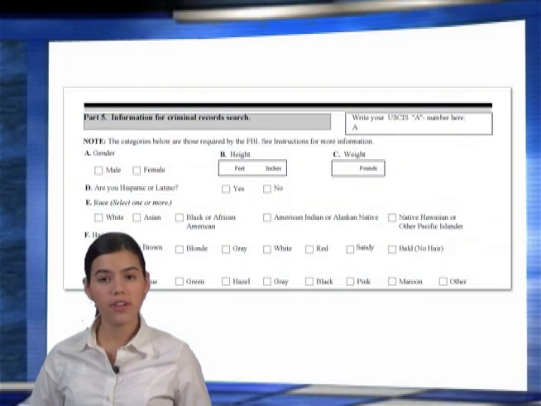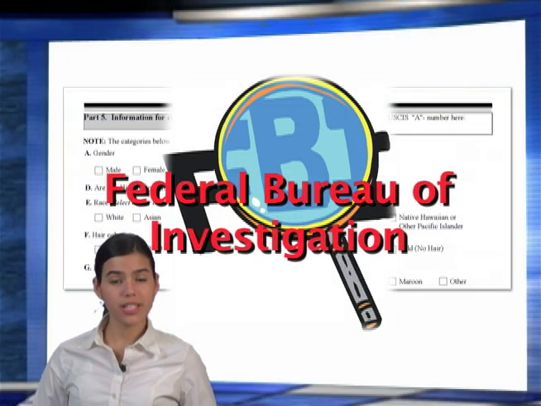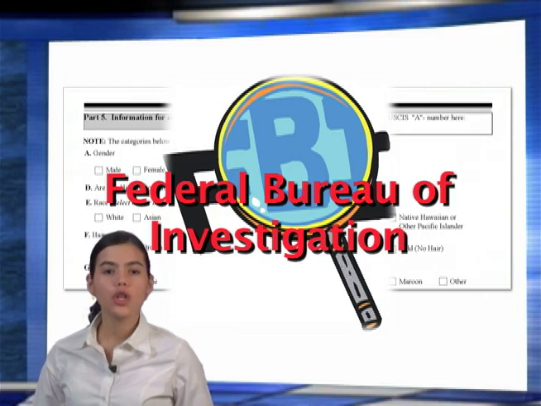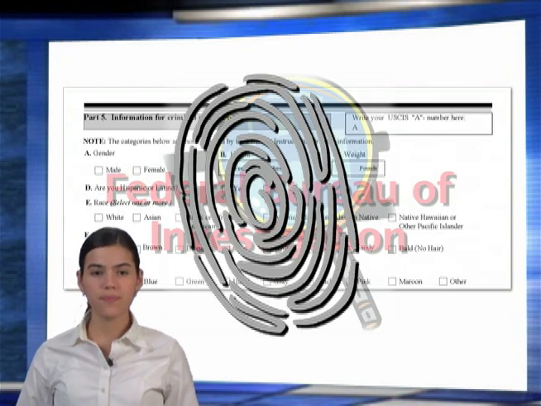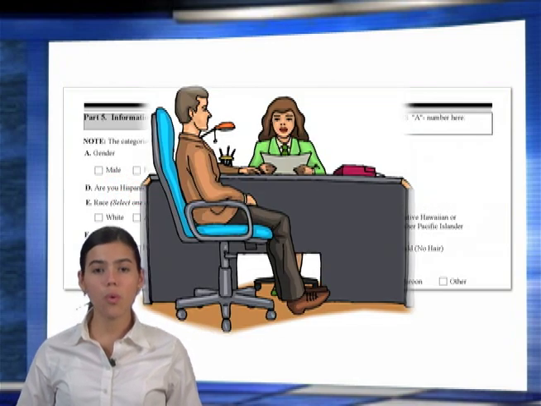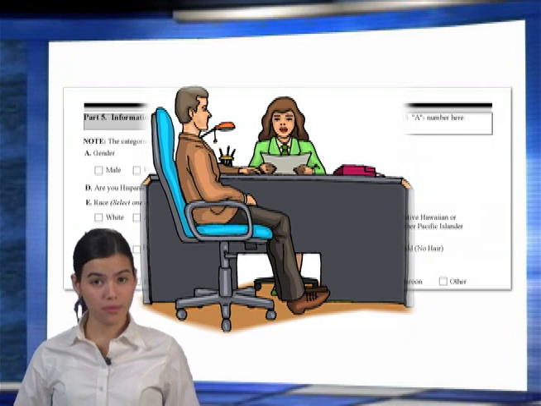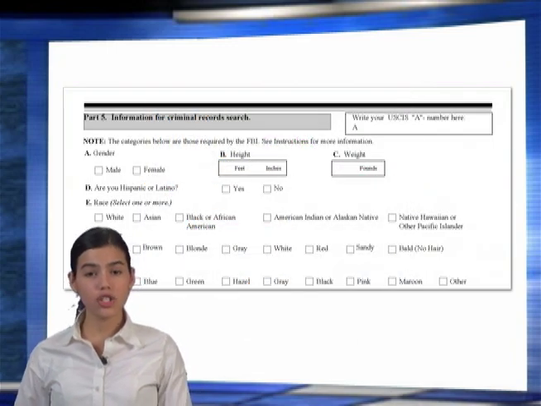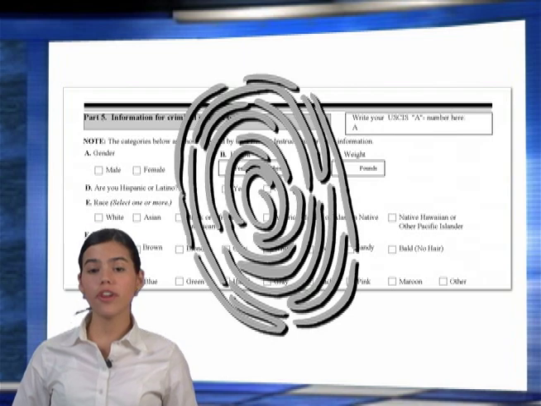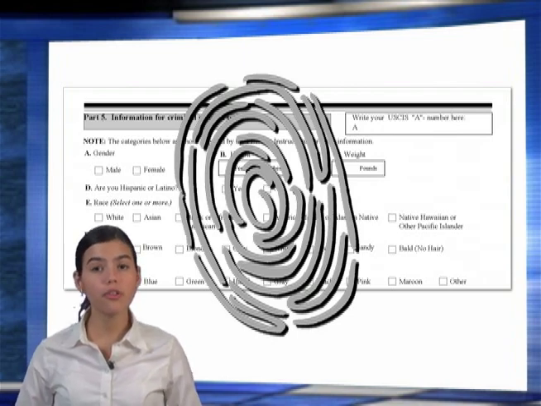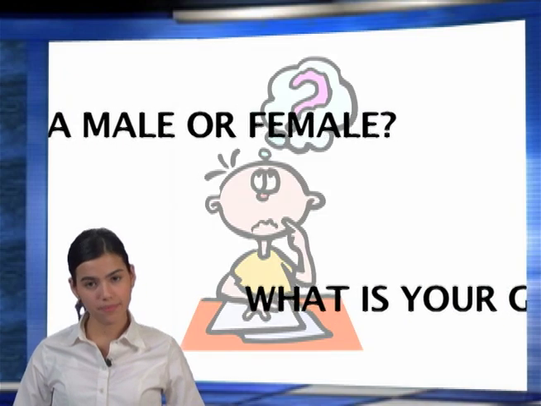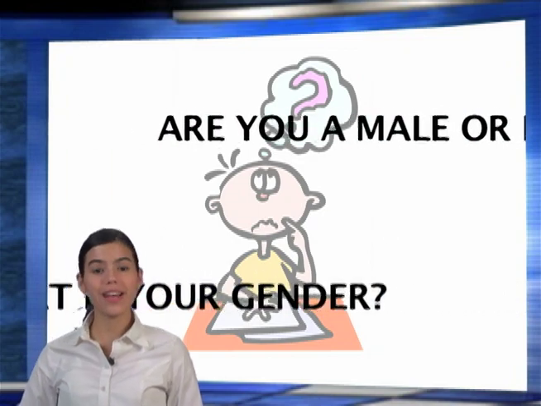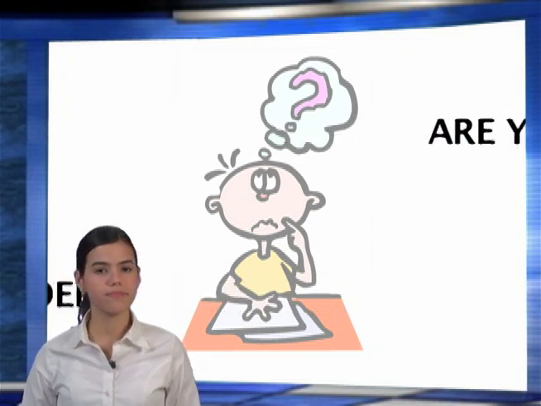In Part 5, the Federal Bureau of Investigation, or FBI, used the information from your fingerprints to search for criminal records. Then, you must respond to questions that best describe you. The United States Citizenship Immigration Service checks your fingerprints to find personal information about you. We will look at the different ways the questions can be expressed or asked. There is more than one way to ask the same question about your background.